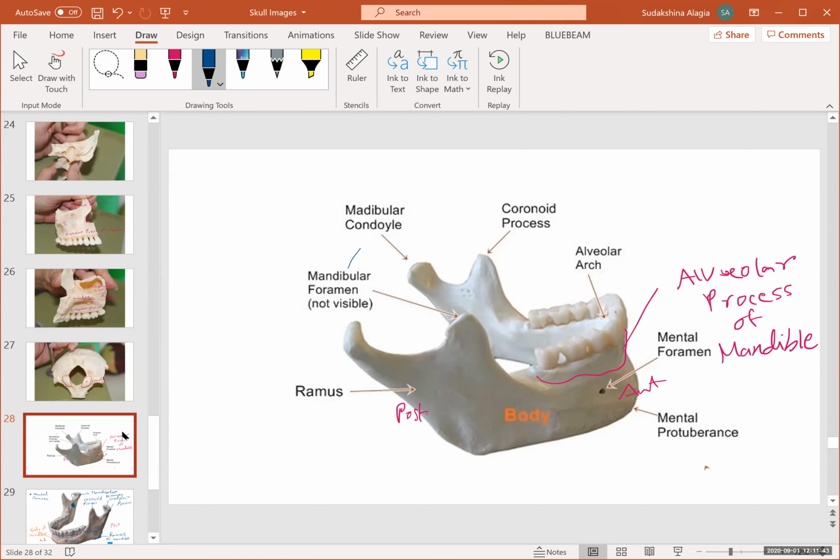So basically that's all cranium. 8 cranial bones, 14 facial bones. We went over all of them. And the sutures too. Make sure you learn the sutures.